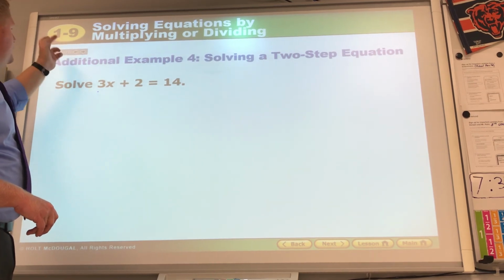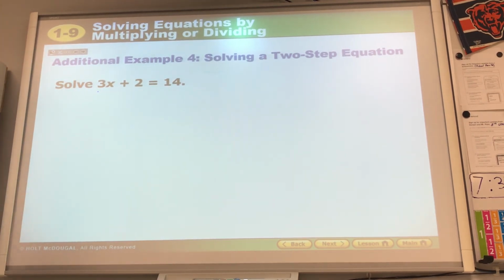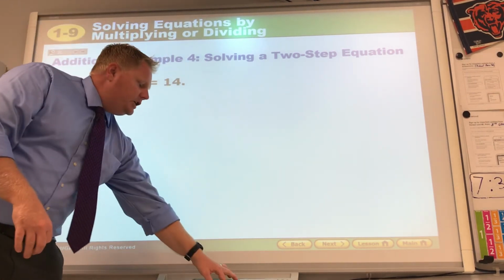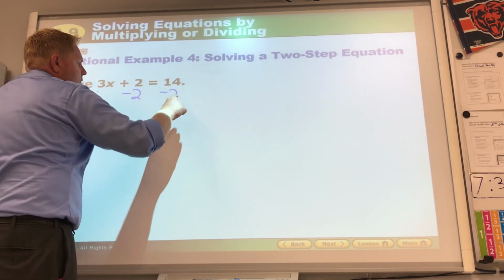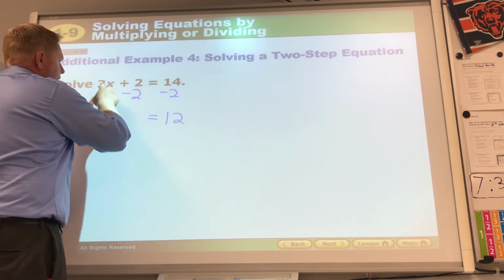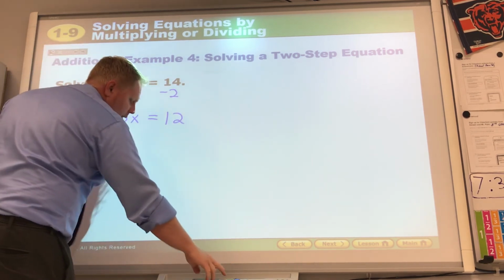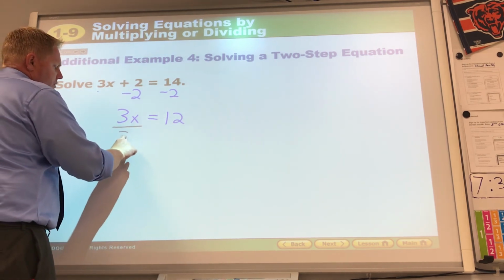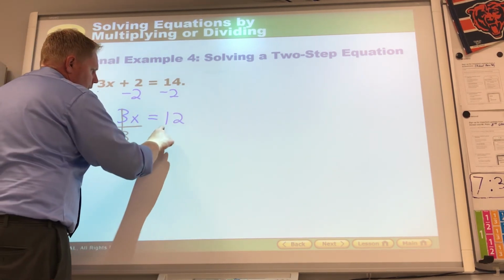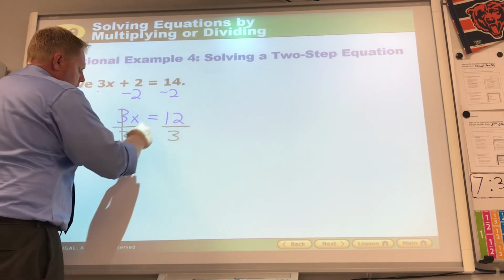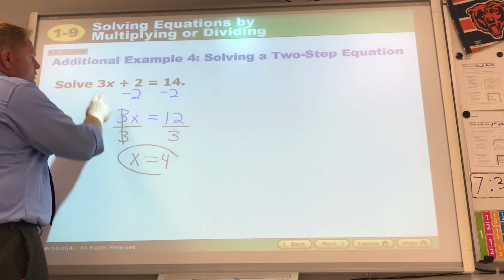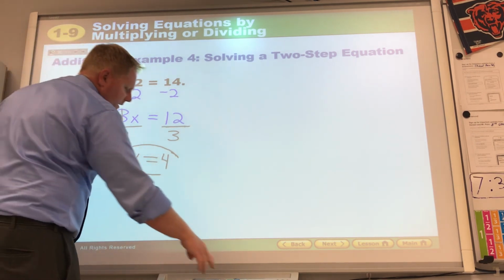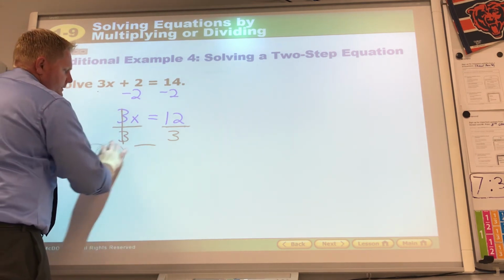All right, so when we have a problem like this, we see addition, we see multiplication. Since PEMDAS is flipped on its head, we have to look at the addition first. How do I get rid of this? Add 2, oh, I subtract 2. Subtract 2. That's 12. There's the 3x. Now we have multiplication, so we use division. Divide by 3. X equals 4. And if we put it back in, 12 plus 2, that is 14. Good and dandy.